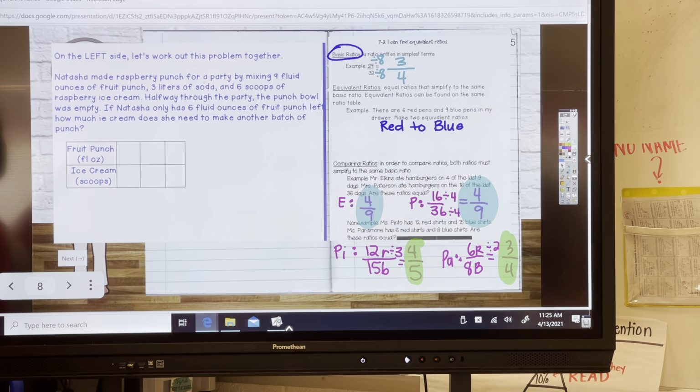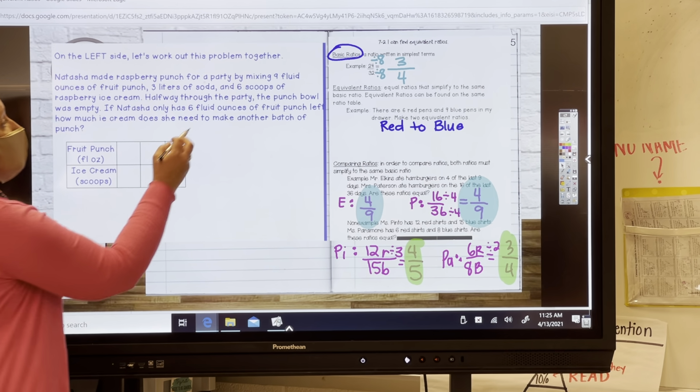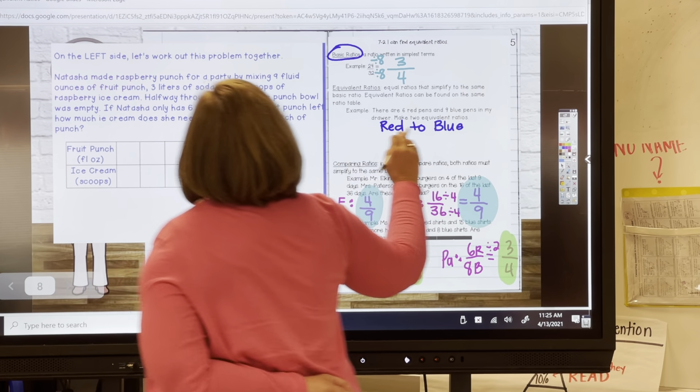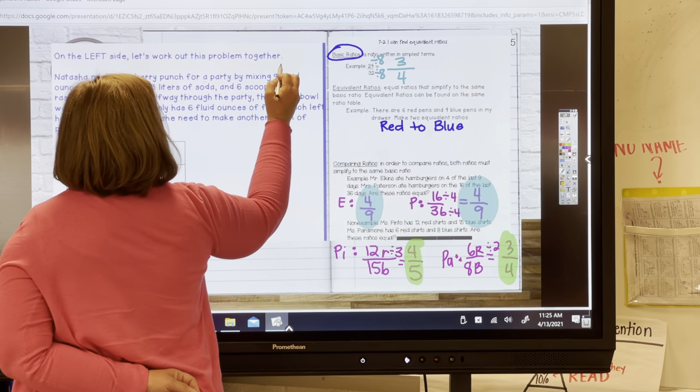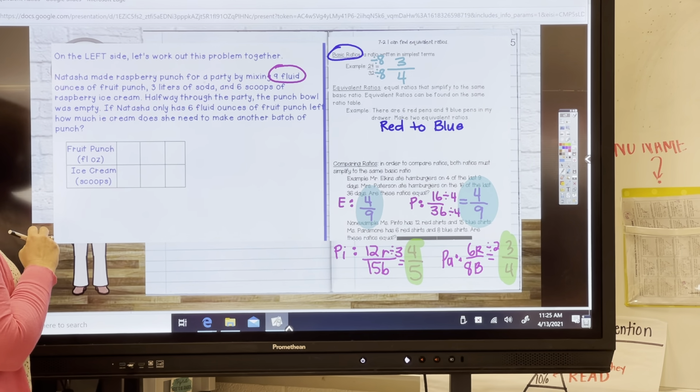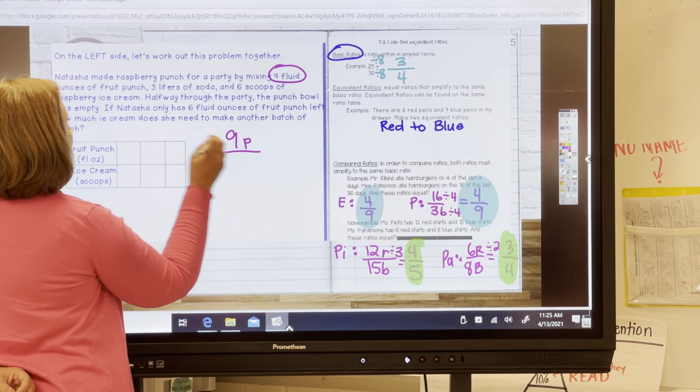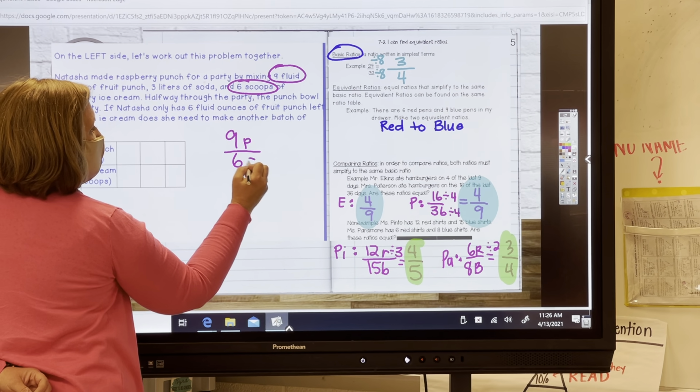All right. I don't want you to write anything yet because I want to read this to you, okay? Natasha made raspberry punch for a party by mixing 9 fluid ounces of fruit punch, 3 liters of soda, and 6 scoops of raspberry ice cream. Halfway through the party, the punch bowl was empty. If Natasha only has 6 fluid ounces of punch left, how much ice cream does she need to make another batch of punch? So, we're comparing our fruit punch to ice cream. So up here it tells us how much fruit punch do we have? 9 of the punch to how many scoops of ice cream? 6 scoops of ice cream.